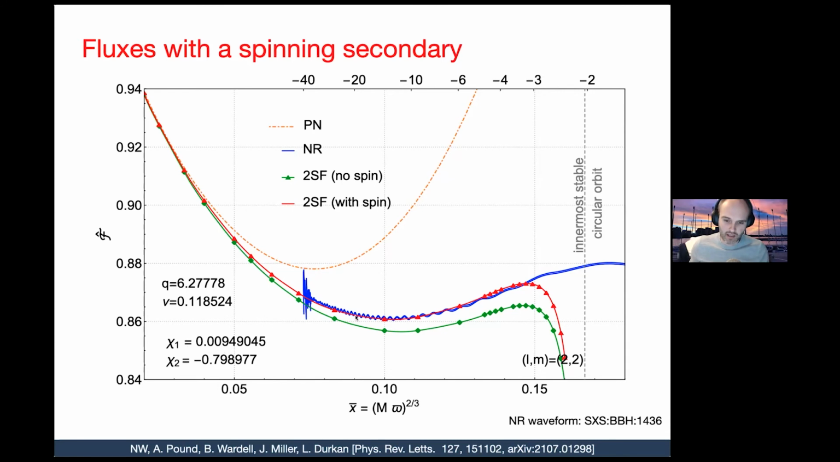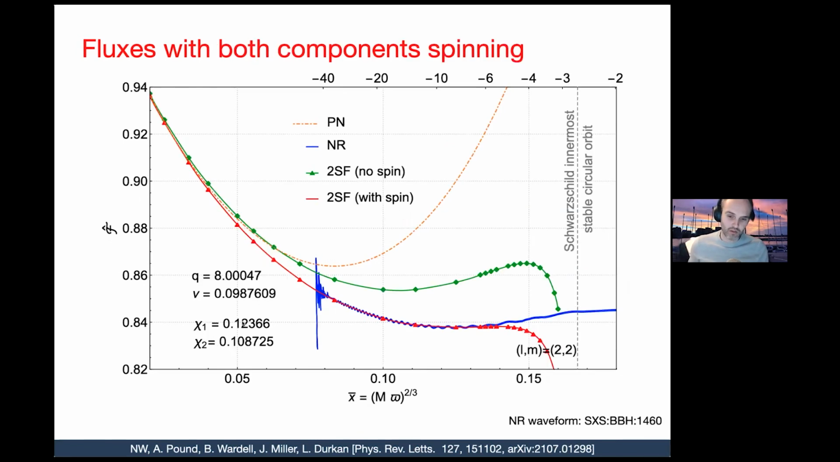Here again, I'm showing the blue curve as numerical relativity. The PN is this dashed curve. I'm not showing the first order result, but just the second order result. If you don't include the spinning correction, then it doesn't agree very well. That's this green curve. But once you include that spin correction from the spinning fluxes from those papers I just mentioned, you can see it jumps up beautifully and agrees again with the numerical relativity result. That's with a spinning secondary, but no spin on the primary.